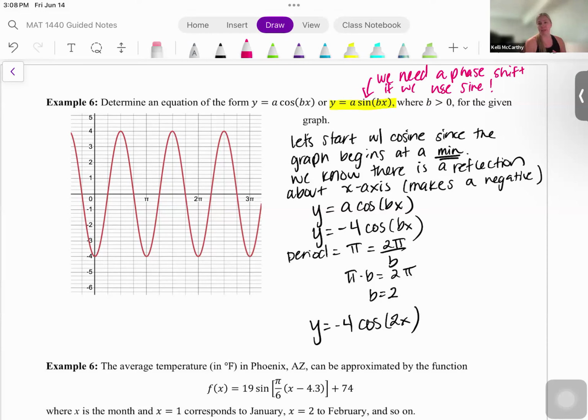For any problem like this, you could always verify that your equation is correct by plugging it into Desmos to graph it.